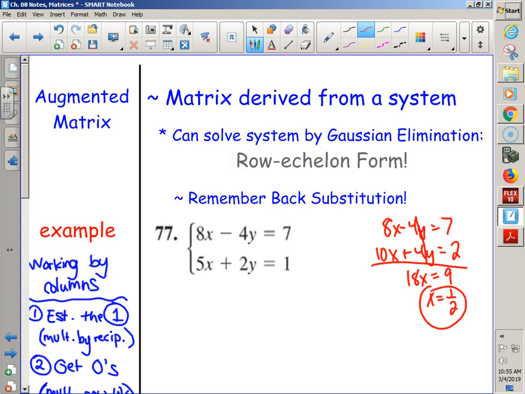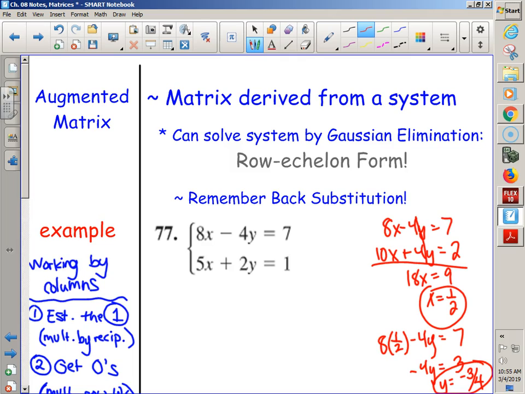Once we have that, we could back substitute and say 8 times 1/2 minus 4y is equal to 7. That's going to be 4. We're going to subtract it to the other side. Negative 4y is equal to 3. I should say, yeah, positive 3. And y is equal to negative 3 over 4. Now hold on. Does anybody double check my math? 10 and 4, and that cancels. 18 and 9, divide, half. 4, 3, negative 3/4.